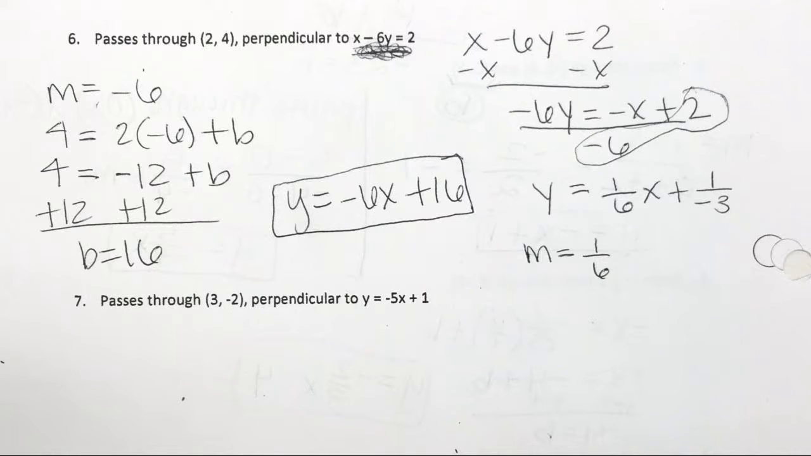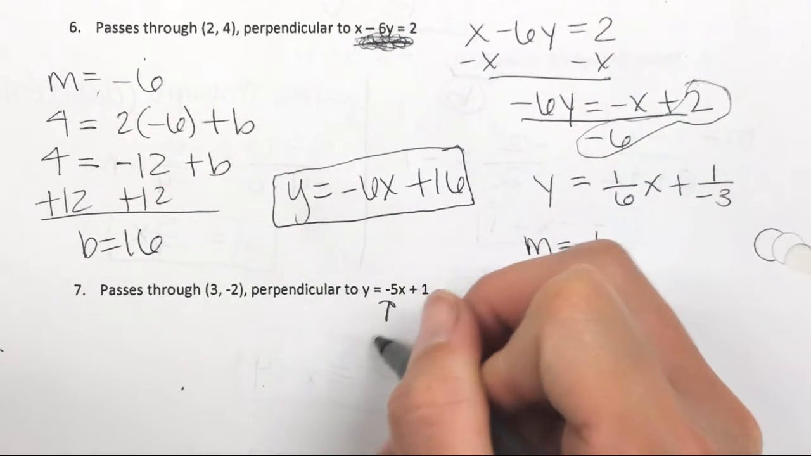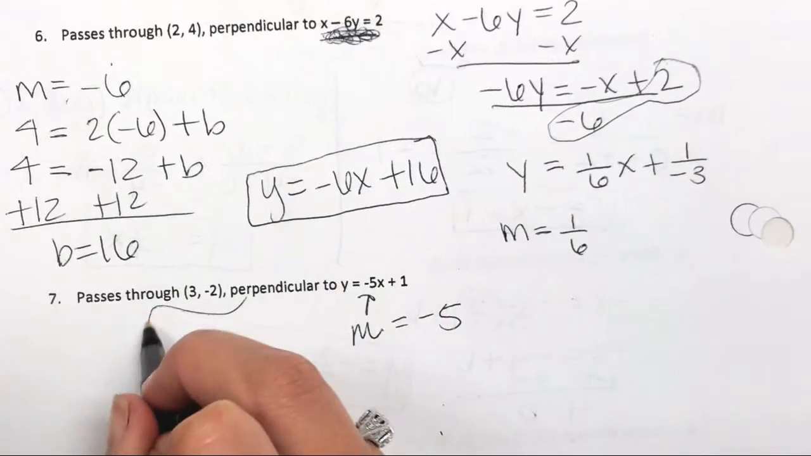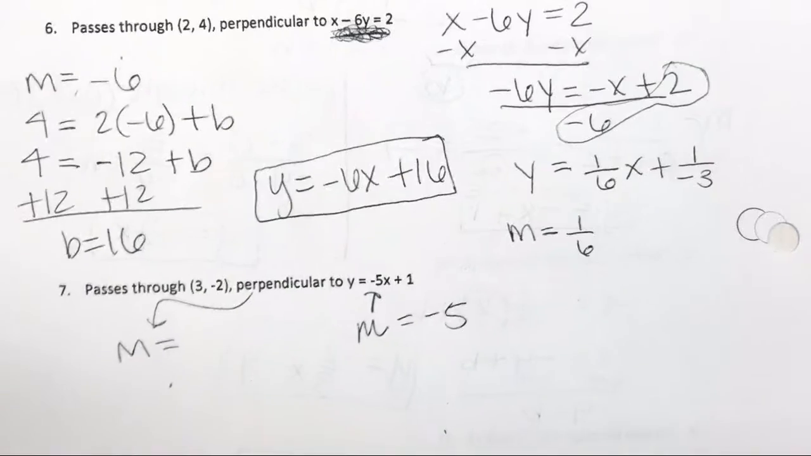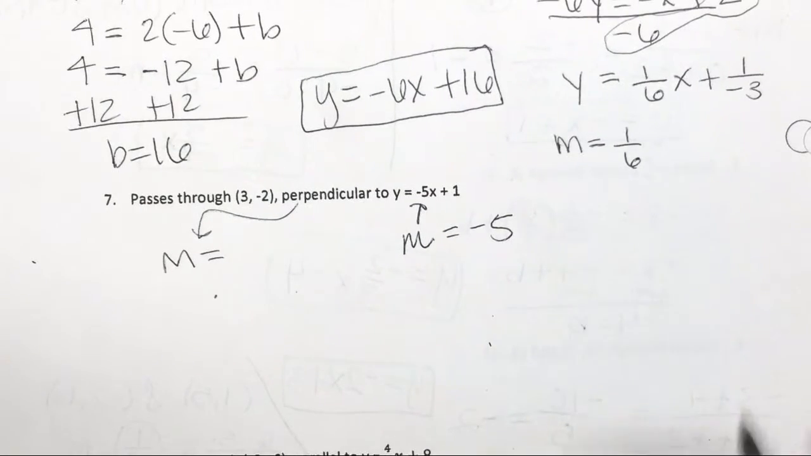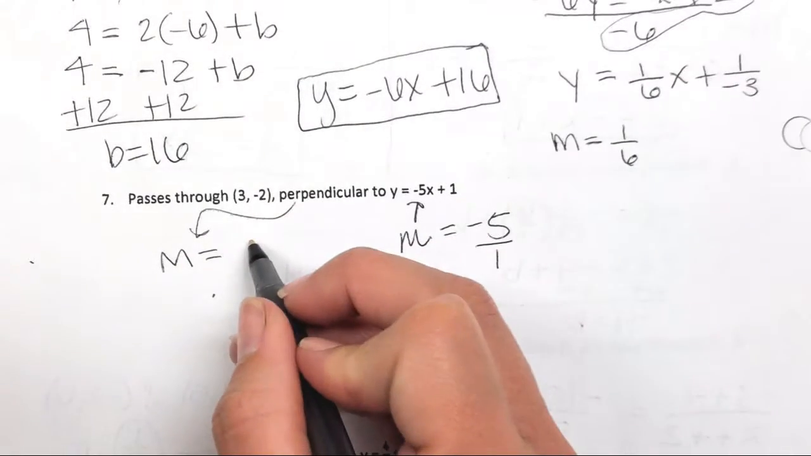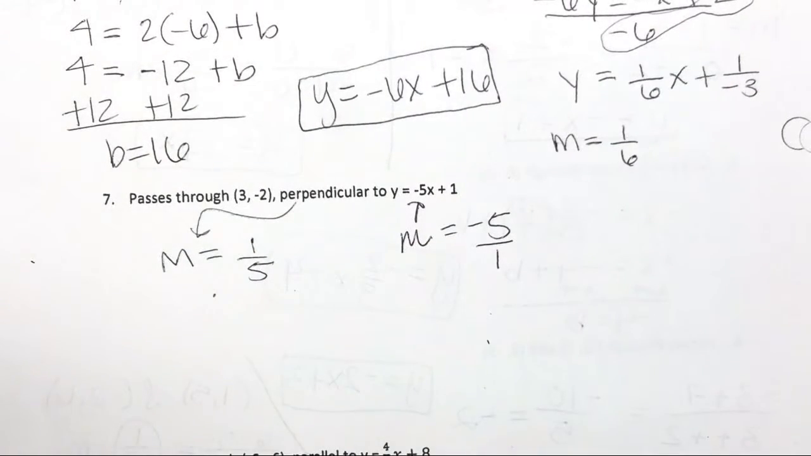Alright, did they give us the slope or the y-intercept on the next one? He gave us the slope, right? Alright, what's the slope then? Negative 5 over 1. Alright, that's this slope. Negative 5. What is our slope going to be since it's going to be perpendicular? 1 over 5. Good. This is negative 5 over 1, so we have to swap it and then make it positive. Any questions on that part?